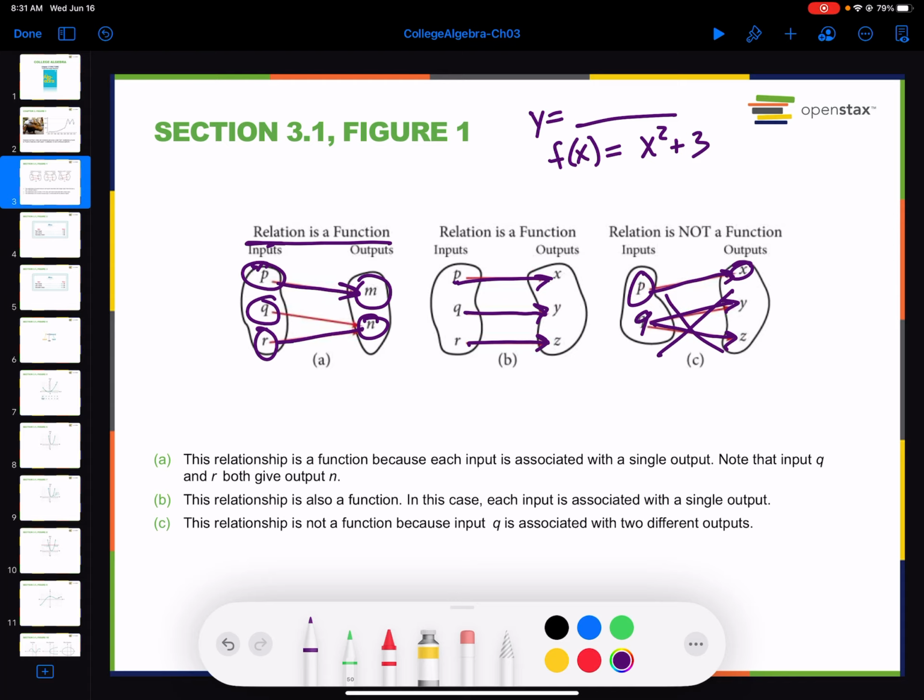Can you imagine if you selected 503 out of the vending machine, and one time it gave you a Dr. Pepper and the next time it gave you a Coke? That would not be very cool. So that's a good example of something that would not be a function.